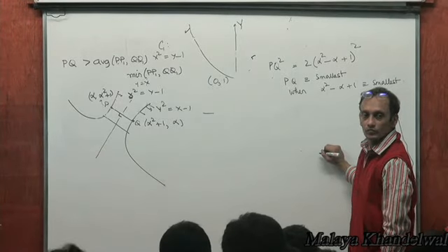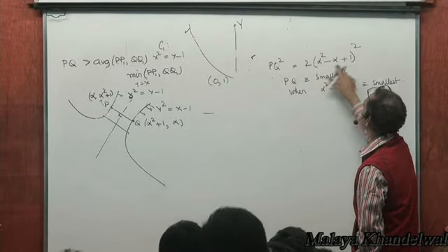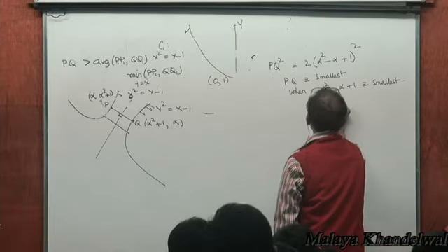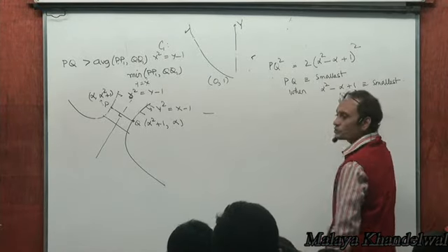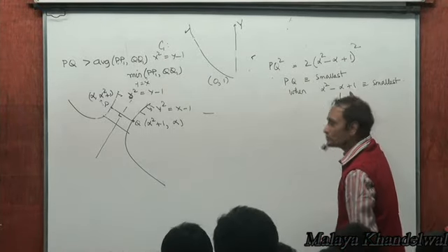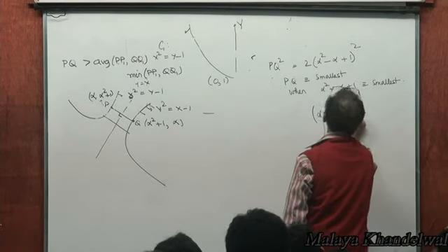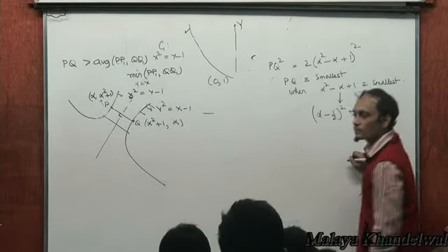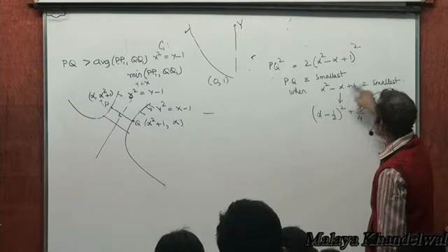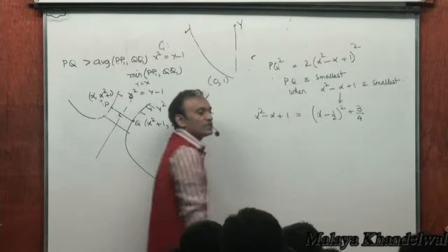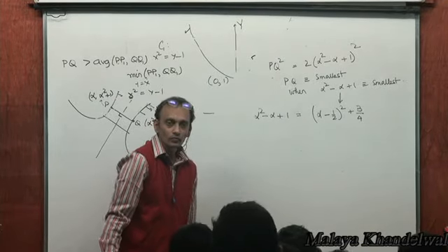Yes or no? PQ will be smallest when alpha squared minus alpha plus 1 becomes the smallest, and let's find the value of alpha for which this becomes the smallest it could. This could be rewritten as (alpha minus half) whole squared plus 3 by 4. This expression, alpha squared minus alpha plus 1, is this? Yes or no?